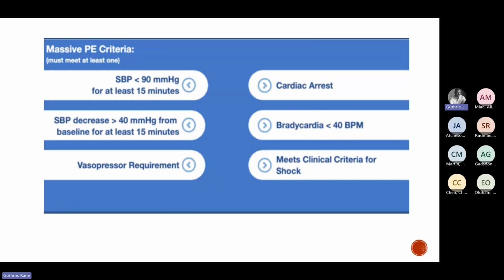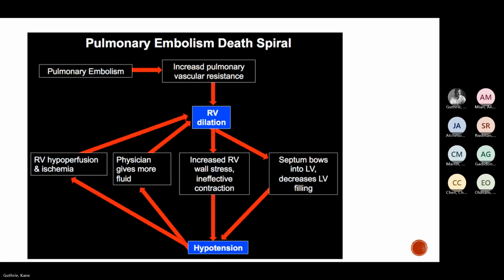This is the massive PE criteria. So these are the ones that we're looking for, and these are the ones that we need to resuscitate aggressively. Systolic blood pressure less than 90 for 15 minutes, or dropping blood pressure by 40 for 15 minutes. Then vasopressor requirements. Cardiac arrest is always a bad sign for most illnesses, if not all illnesses. Bradycardia less than 40, or if they meet clinical criteria for shock.